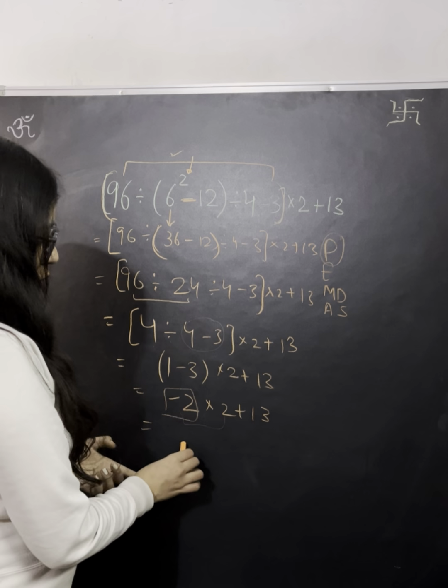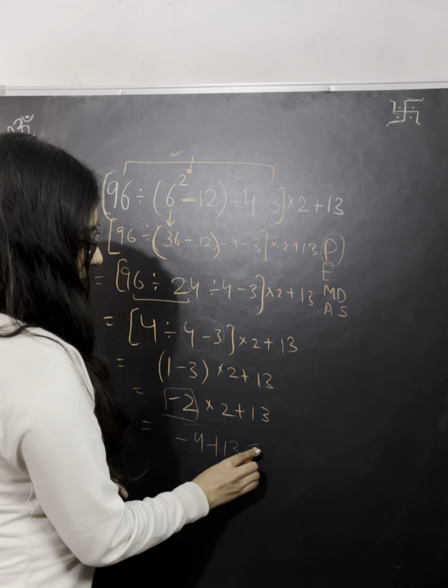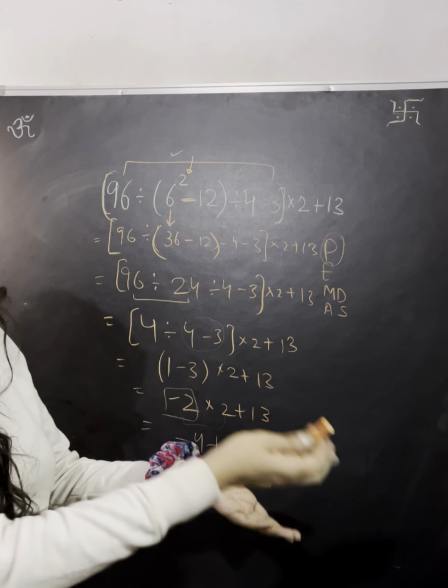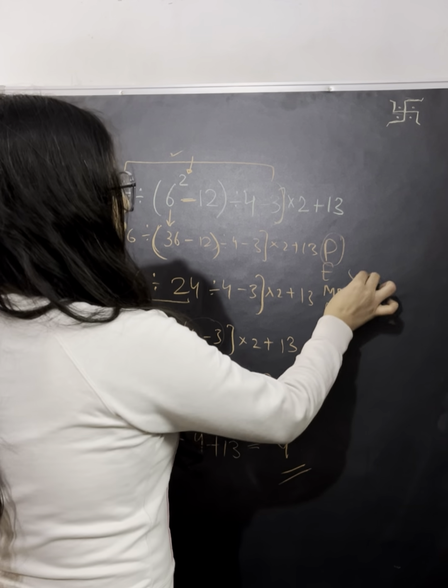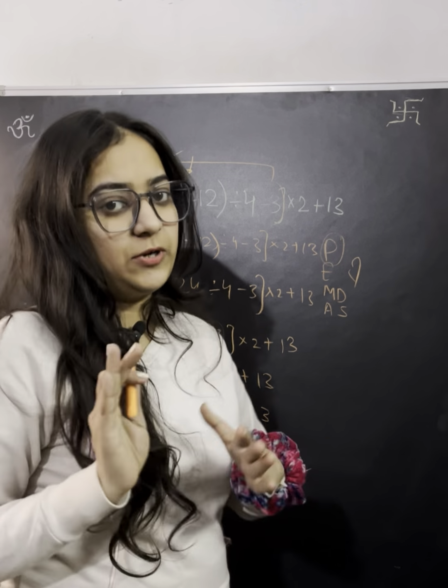Negative 2 times 2 would give you negative 4 plus 13. And I hope by now you know the answer of negative 4 plus 13. It's 13 minus 4 only. So, the answer is 9. And that is the final answer. And I hope you understood today's lesson. Oh, last but not the least.